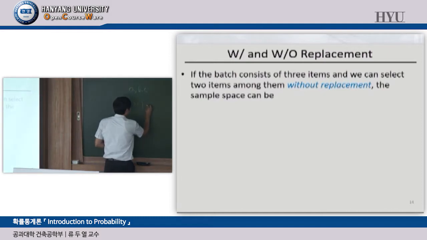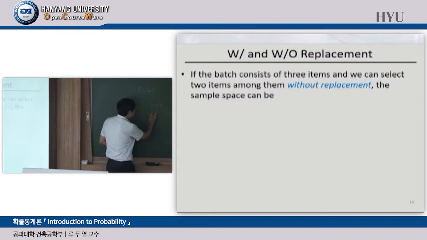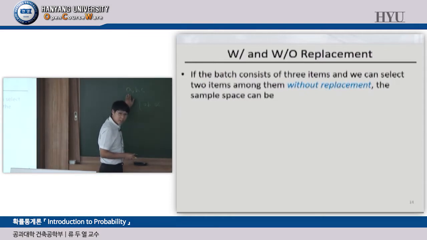Firstly, we can have A, B, right? In this case, we select the A item at the first time, and we select the B item at the second time, okay? And also we have AC here. We can select the A item at the first time, and the C item at the second time. But we cannot select the A item at the second time when we select the A item at the first time. Why? Because the A item is not replaced into the batch. So in that case, we have 2 options when we select the A item at the first time.